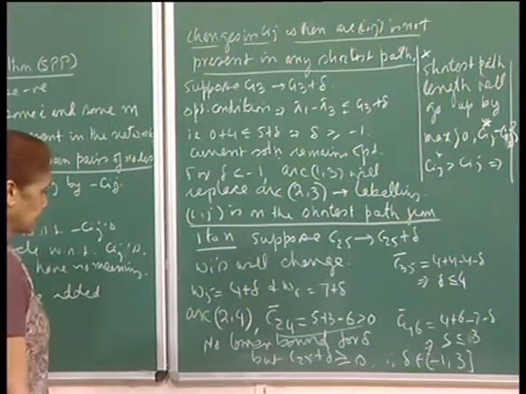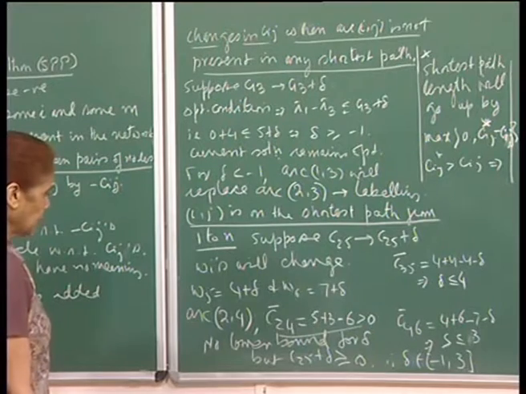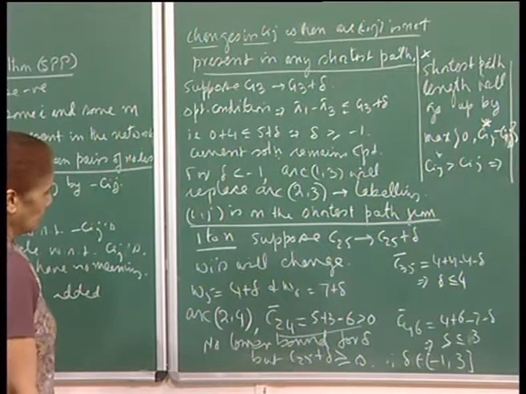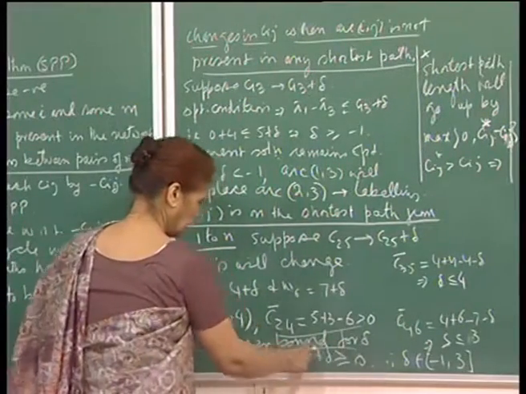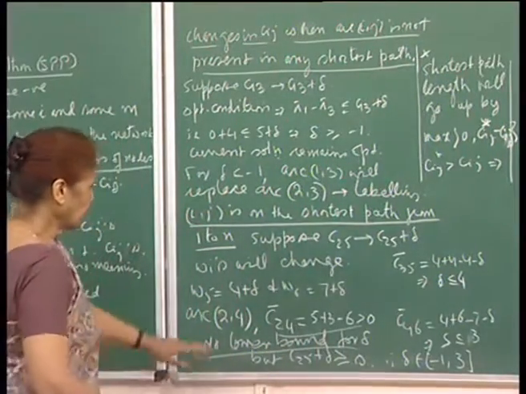So, no lower bound for delta. Why am I saying that here? Yeah, okay. No, not in this case. Okay, but this comes later, fine.